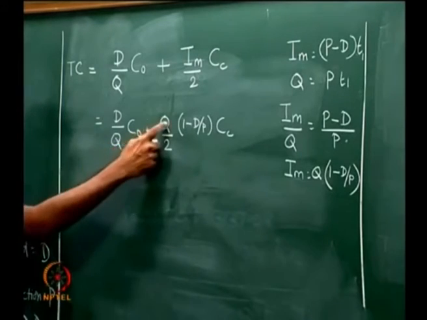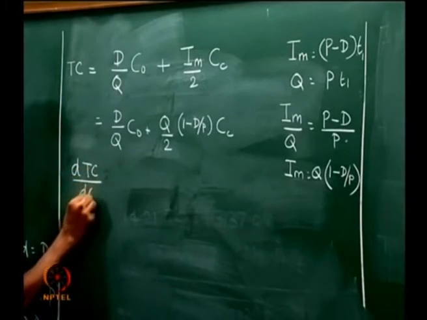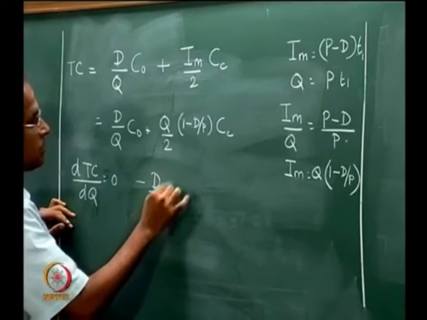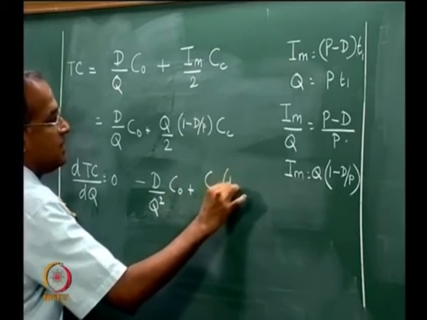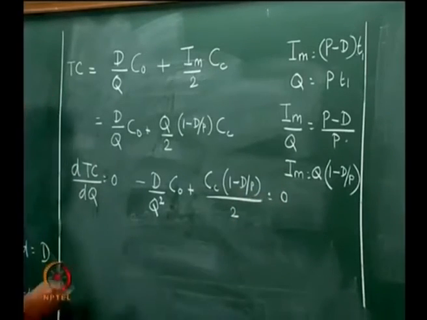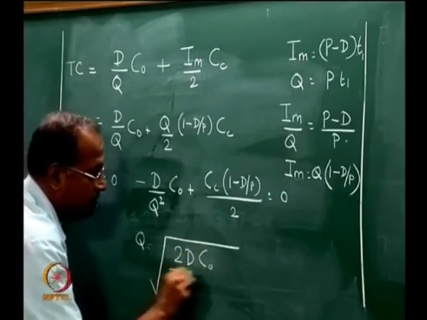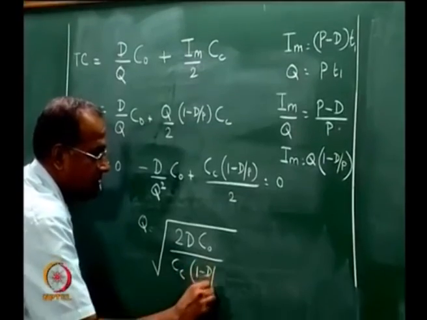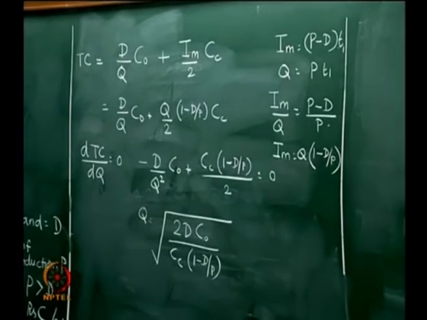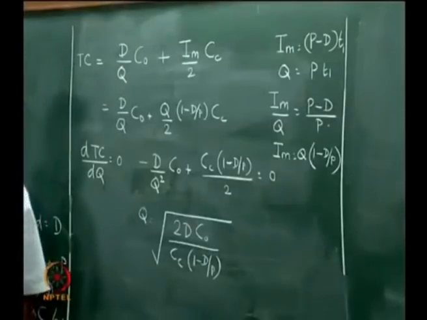Now, we need to find out the best value of Q which minimizes the total cost. So, this is got by differentiating dTc by dQ equal to 0, which would give us minus D by Q square C naught plus Cc into 1 minus D by P divided by 2 equal to 0, from which Q is equal to root over 2 D C naught by Cc into 1 minus D by P. So, this is the best value of the economic batch quantity such that we optimize the total cost.